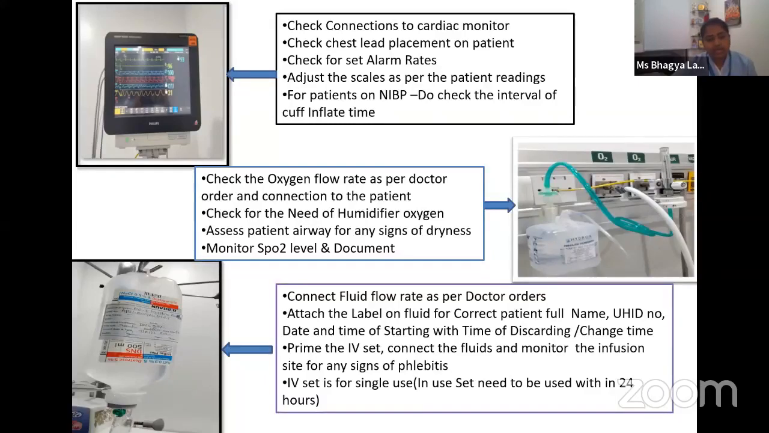Then before starting the IV fluids, as we all know, as a thumb rule, we have to prime the IV set to clear any airlocks. Then watch the site for any phlebitis or infection. And as we all know, an IV set is single use. If it is crossing 24 hours, that IV set needs to be discarded and changed to a new set. Next slide.